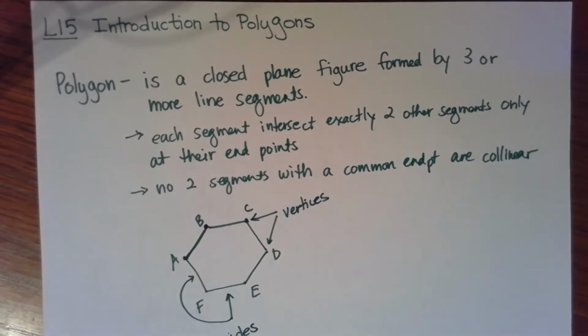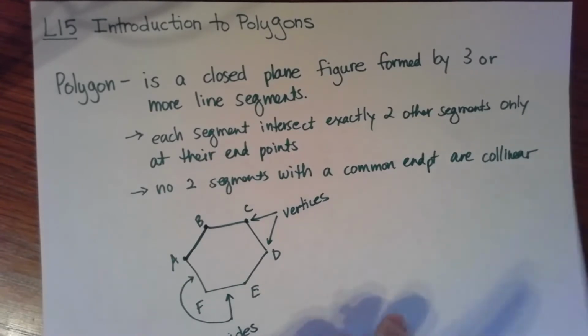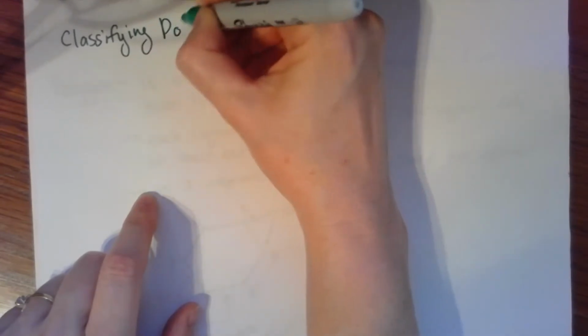Okay, and as you can imagine, we would like to be able to classify polygons in a similar way that we classified triangles. We can classify them by how many sides they have and by some things about their angles as well. So let's look at how we might go about classifying polygons. First of all, one of the ways that we do is by their number of sides. We'll probably make a list of that. That's kind of long, so let me first talk about angles.